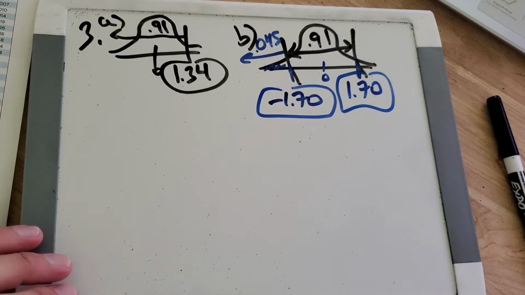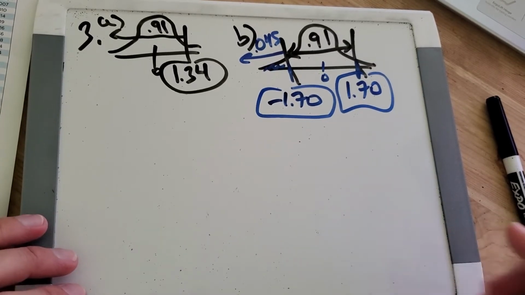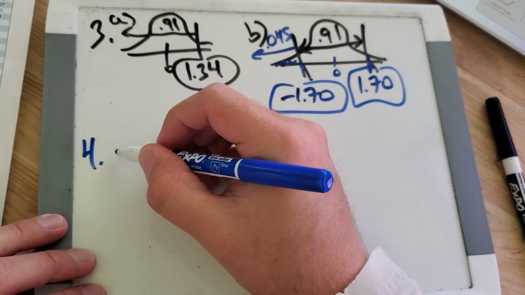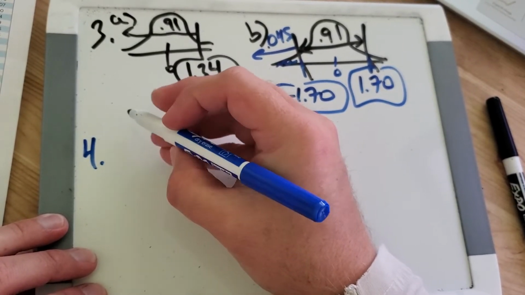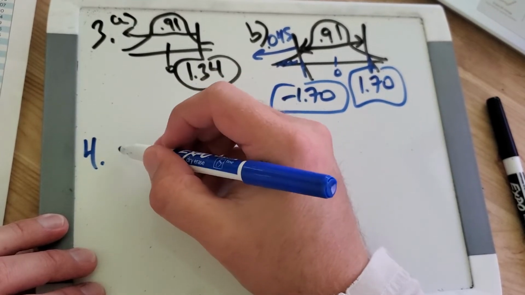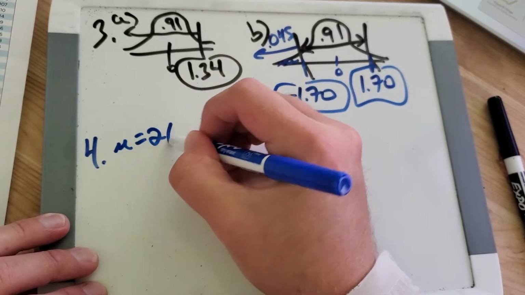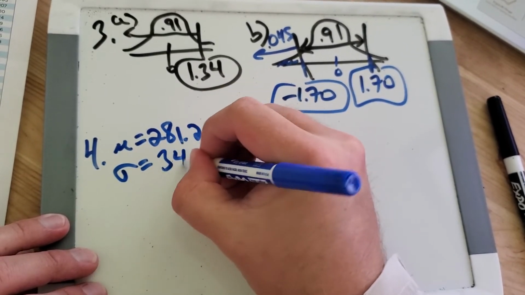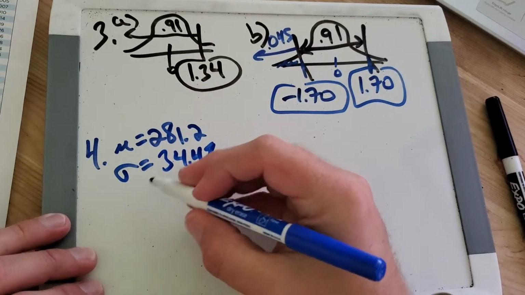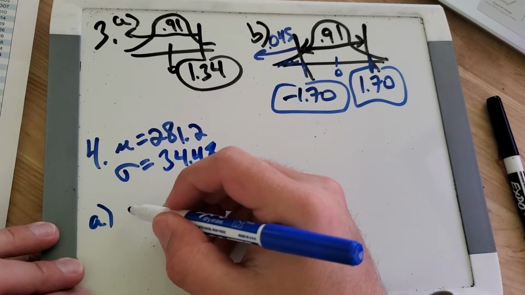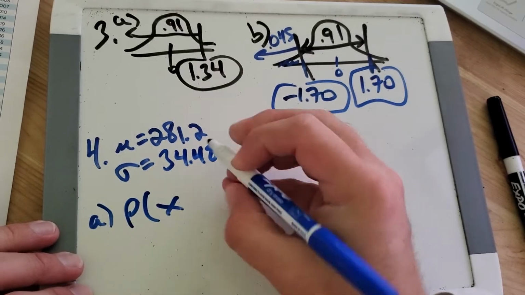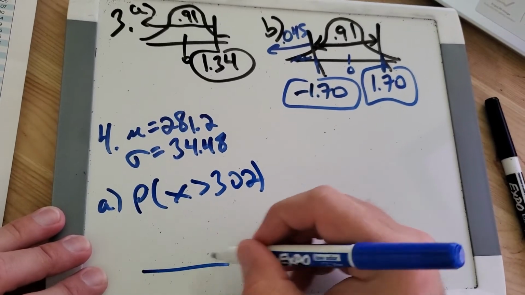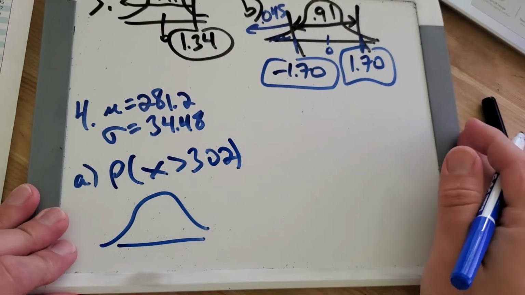All right, moving on to number 4. I'm at 11 minutes, so I'll do one more on here, and then I'm going to slice it up a bit. Number 4 tells me the mean is 281.2 and the standard deviation is 34.48. The first part asks, if we pick one student, find the probability X is bigger than 302.